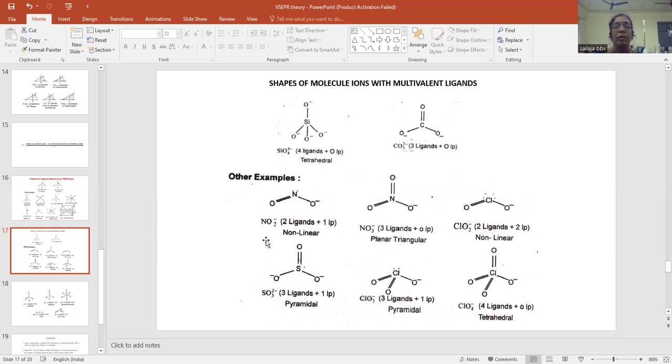Now coming to NO2 minus. Here nitrogen belongs to the 5th group.